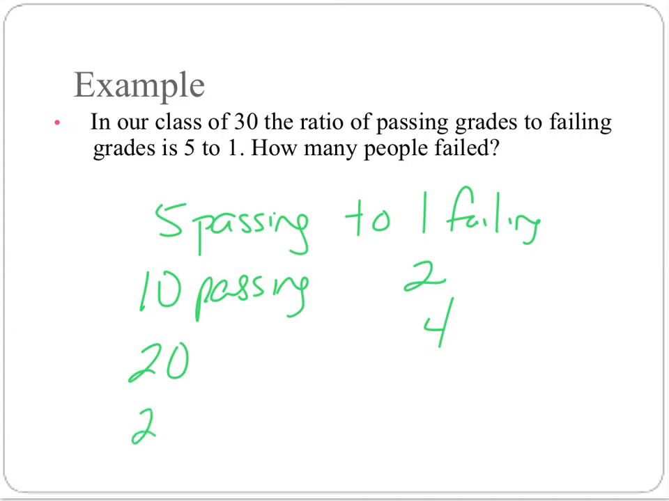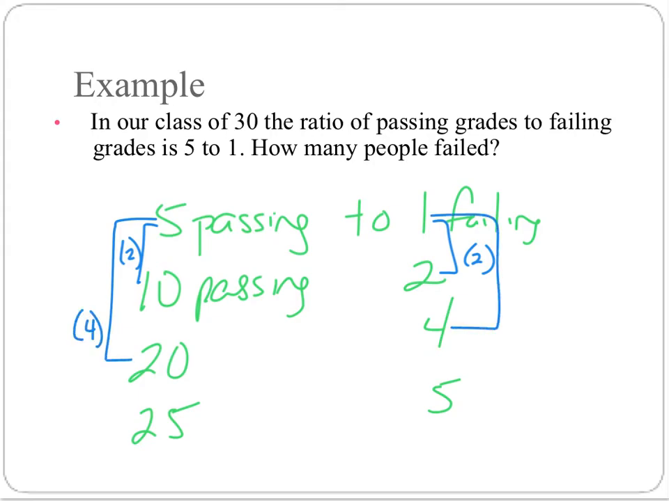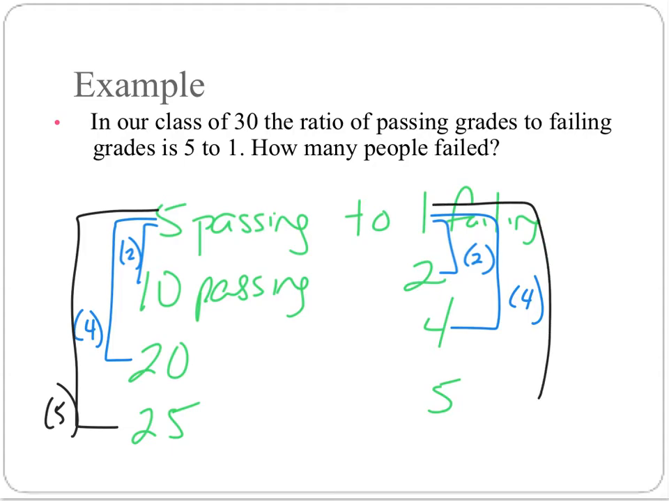If there's 25 passing, there's 5 failing. You can see these are multiples. 5 times 2 is 10. 1 times 2 is 2. 5 times 4 is 20. 1 times 4 is 4. And 5 times 5 is 25. And 1 times 5 is 5.